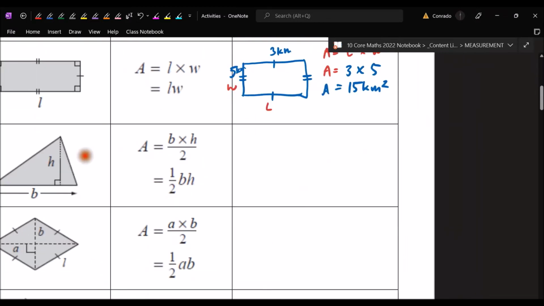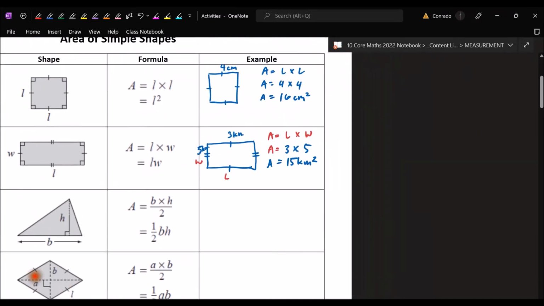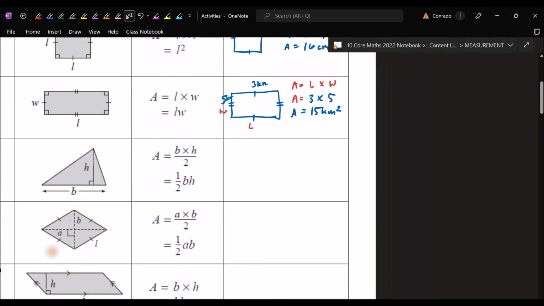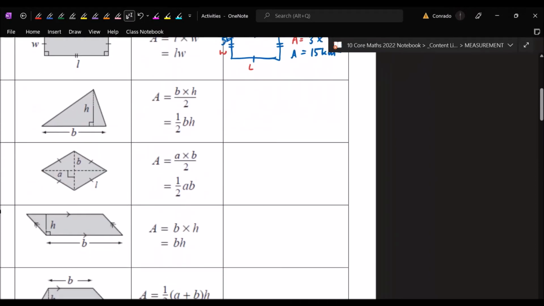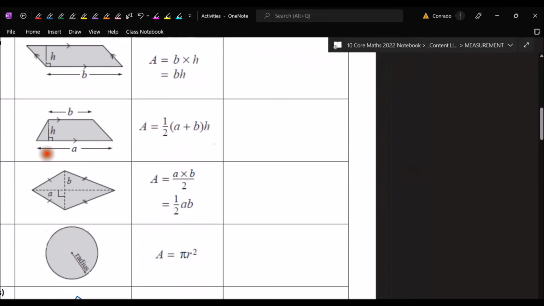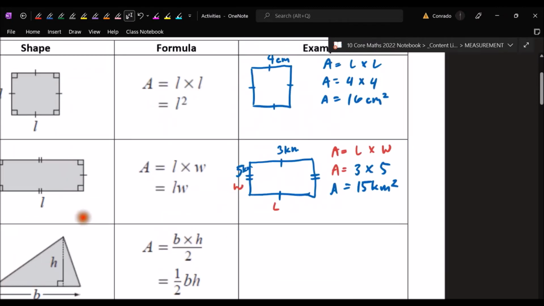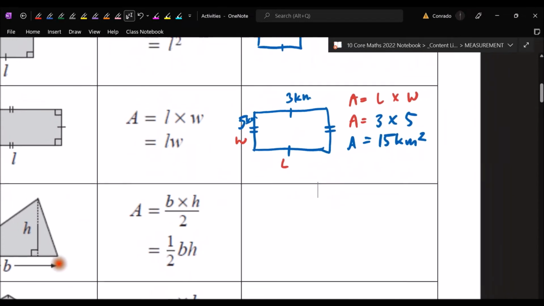All right. The rest of this should be pretty straightforward. I'd like you to have an example for each one in your sheets. Okay, so do your diagram for each one, and then do the formula for it to find the actual area of that shape. You can use my ones, but you can make up your own if you like.